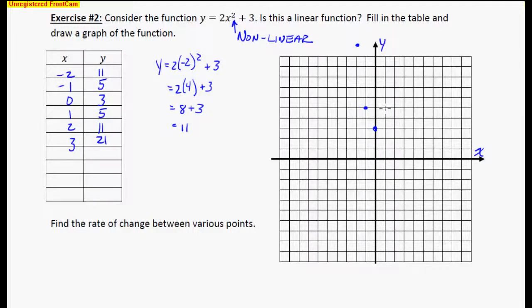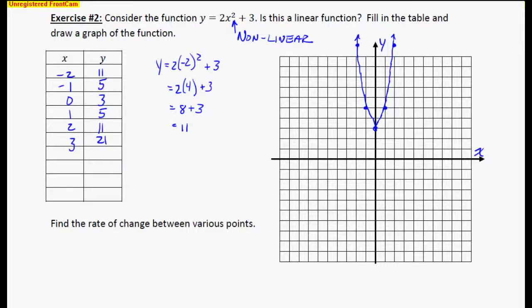1, 5 is going to be right there. And let's see, 2, 11 is going to be way over here. Okay, so then I'm going to connect those, and you're not going to get a line. All right, it's going to be definitely like a parabolic shape there. Okay, so what do we have here? We have a parabola type shape, and they want us to do the same thing, find the rate of change.